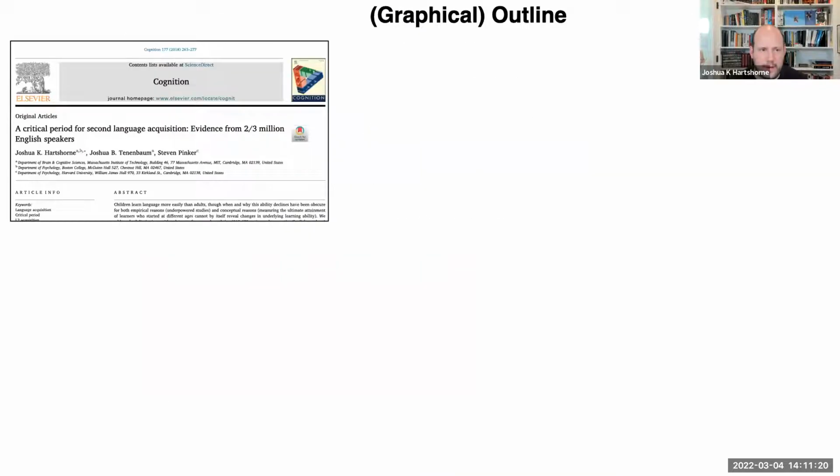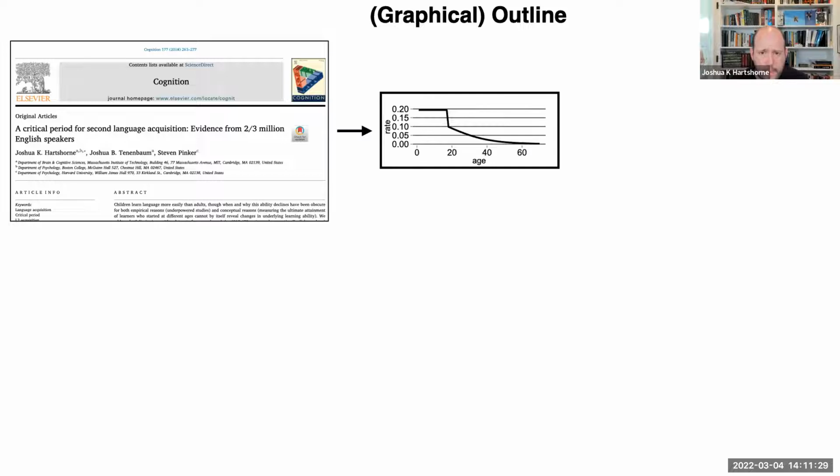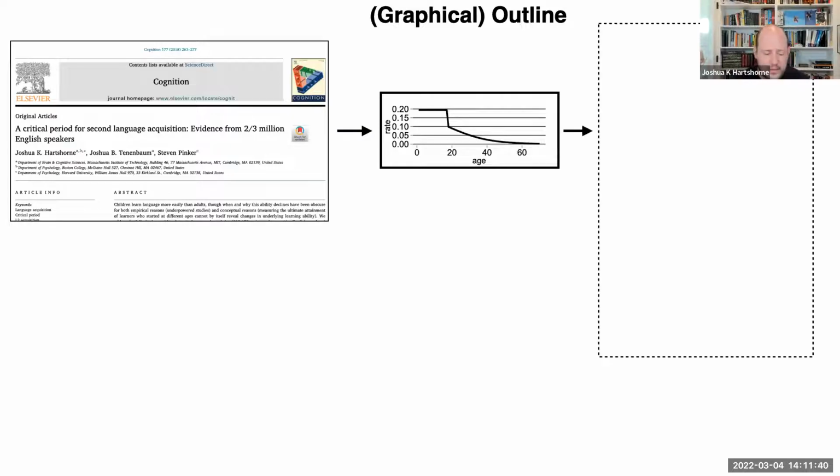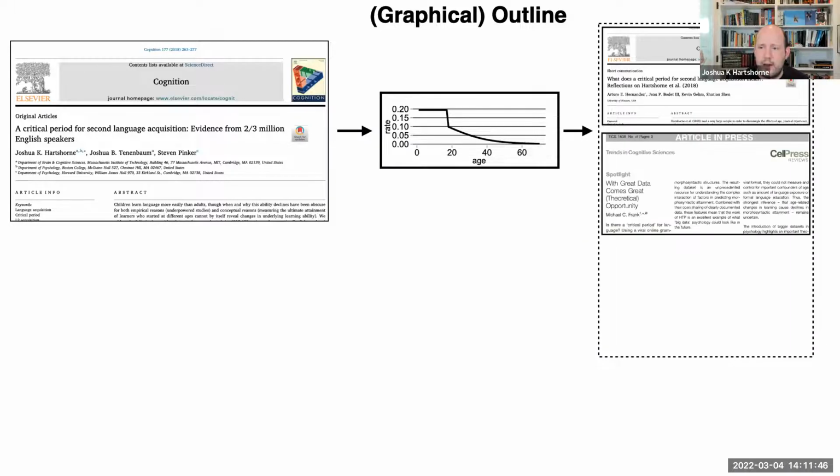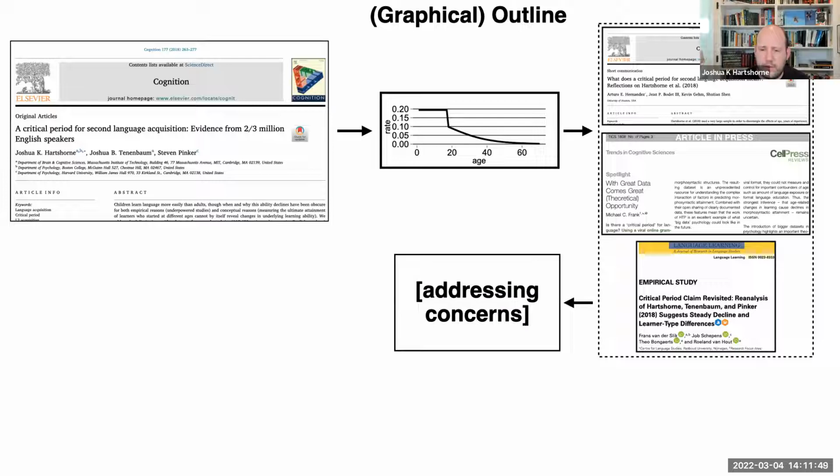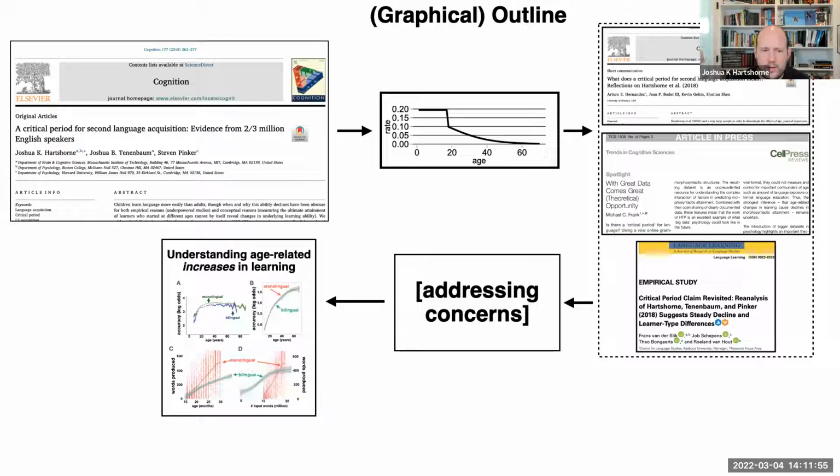So we did it, and this is a paper that I mentioned, published in 2018. I'm going to talk a bit more about that and get it on the table, particularly the results, which is that we found a fairly sharp decline in the rate at which syntax is acquired at around 17 to 18 years old. Now, this study has engendered a number of commentaries and follow-up studies and analyses. I am going to then talk about some of the ways we've been addressing the concerns that have come up, which has all led to me lately thinking a lot more about understanding age-related increases in learning.